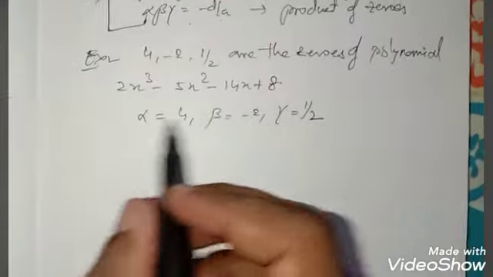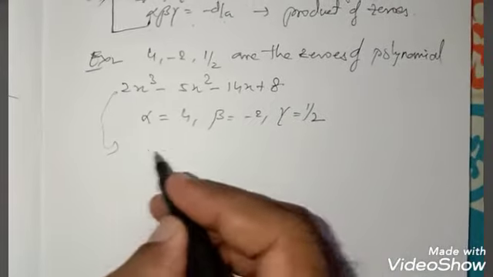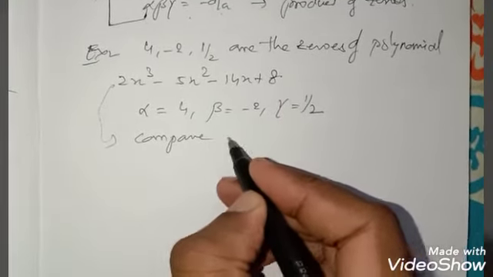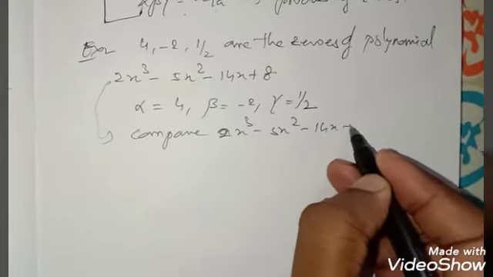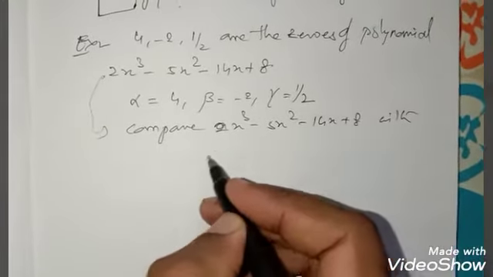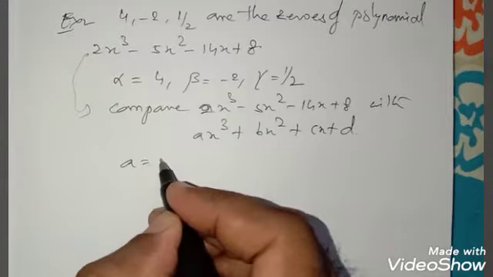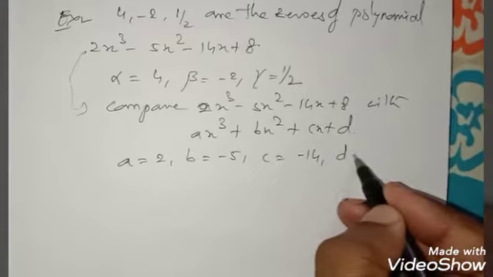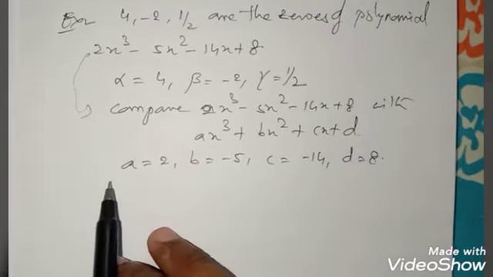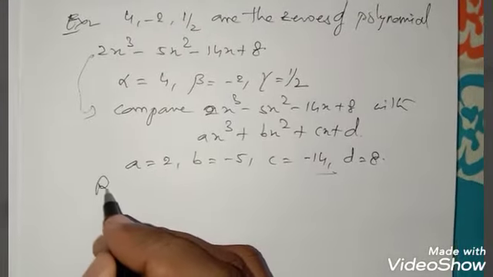So already they have given the roots. After being given the roots, you have to compare the equation with your original equation. Now compare 2x cube minus 5x square minus 14x plus 8 with the equation ax cube plus bx square plus cx plus d. Right, now if I compare, your a value is 2, b value is given as minus 5, c value is given as minus 14 and d value is given as 8.